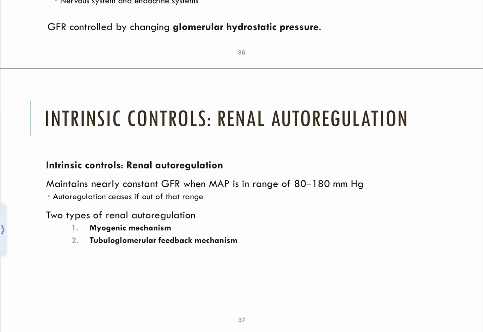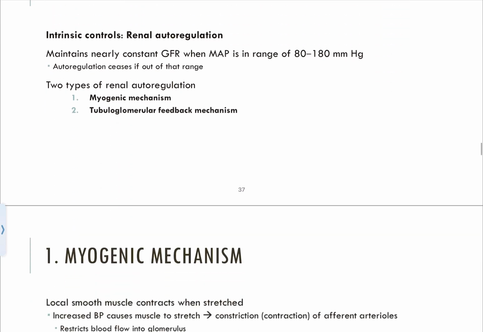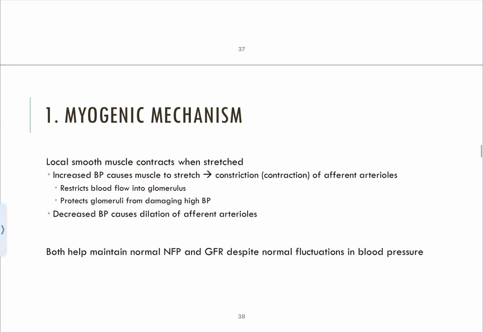Okay, so let's talk about the intrinsic controls when we're talking about renal autoregulation. So we're talking about the kidney adjusting its own resistance to blood flow. So the kidneys can maintain a relatively constant GFR despite all the fluctuations we have in our arterial blood pressure systemically. Renal autoregulation uses two different mechanisms: the myogenic mechanism and the tubuloglomerular feedback mechanism.